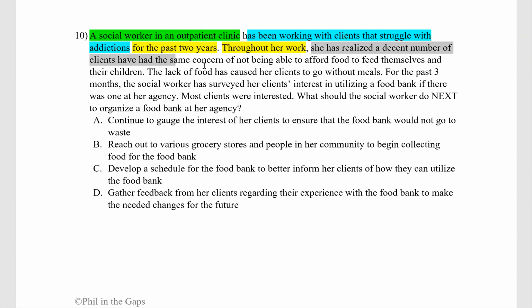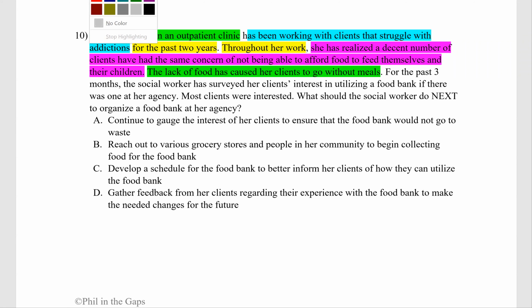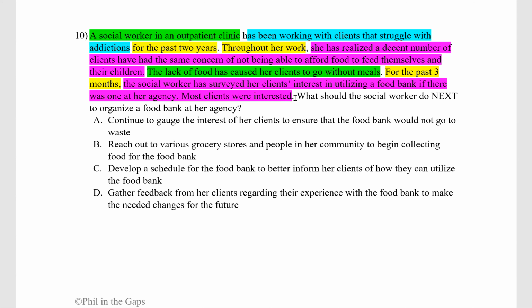She's realized a decent number of clients have had the same concern. They're not able to afford food to feed themselves and their children, so their children aren't getting food. The lack of food has caused her clients to go without meals. So now we're trying to supplement this. For the past 3 months, any length of time, hop on top of it because it paints a picture of what we're looking at at a given moment. Social workers surveyed her clients' interest in utilizing a food bank, and they said, we're interested if you have one.